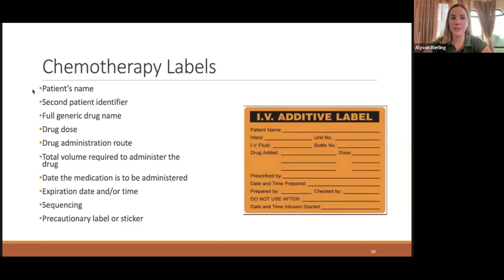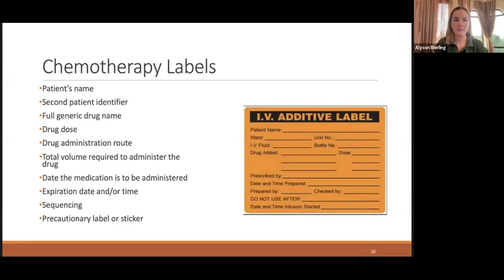So the labels should include the patient's name, ideally a second patient identifier, so maybe their hospital ID or birth date, the full generic name of the drug, the dose of the drug, the administration route, the total volume that's required to administer the drug, the date the medication should be administered, expiration date, and sequencing. So if we're giving multiple drugs on the same day, let's say doxorubicin and cyclophosphamide, for example, doxorubicin should be administered first. So that should be clear on the label as well.